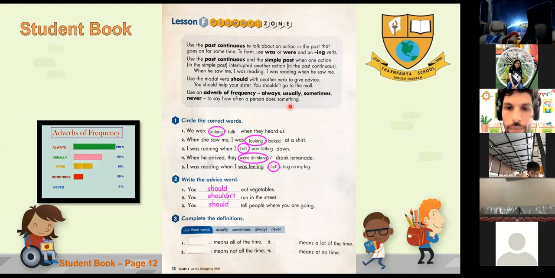Okay? Now, let's take a look at activity number 3. We need to complete the missing adverb of frequency. We need to complete the missing word.